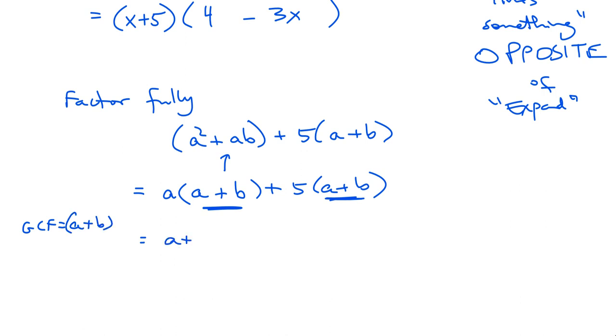So that's going to sit outside. And how many of them do I have? Well, let's see. The first part is A times A plus B. I already have the A plus B, so there's only A left. The second part is 5 times A plus B. I already have the A plus B sitting outside, so it's just plus 5. And now it's factored.